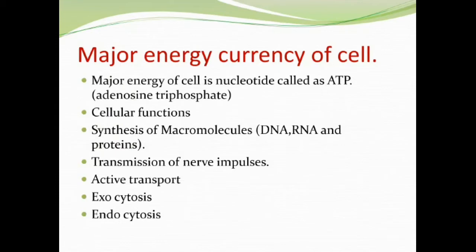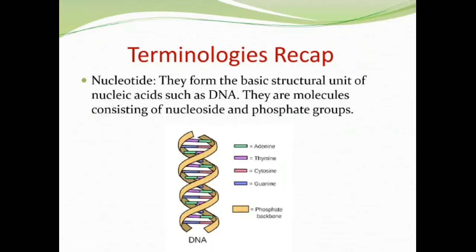Now today, the major bullets of what we're going to discuss are about the major energy currency of cells. The major energy molecule of the cell is a nucleotide called ATP, which is adenosine triphosphate. We'll be discussing cellular functions, synthesis of macromolecules like DNA, RNA, and proteins. DNA stands for deoxyribonucleic acid. RNA stands for ribonucleic acid. Also transmission of nerve impulses, active transport, exocytosis, and endocytosis.